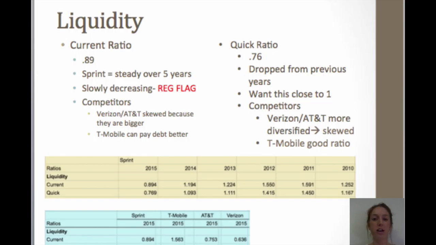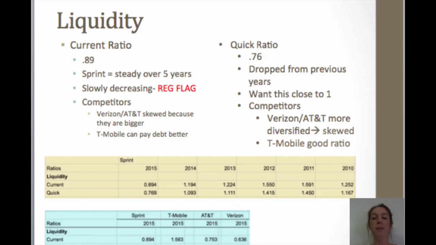The next ratio we're going to talk about is the quick ratio. It is a strong indicator of whether a firm has sufficient short-term assets to cover its current liabilities. And companies generally do not want a low quick ratio. When it's lower than 1, it means that they don't have liquid assets to pay their current liabilities, and those should be treated with caution. As you can see in Sprint's, their quick ratio in 2015 was 0.76, which is significantly lower than the previous year of 1.1. This ratio wants to be around 1, but it's not a good thing that it's continually decreasing.